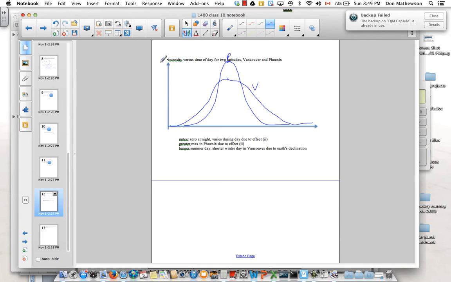Phoenix has a greater maximum intensity simply because in the summer, with the Earth tilted towards the sun, Phoenix gets sun pretty much directly overhead. Vancouver, no. Okay? Vancouver, the sun reaches maybe an angle of maximum 60 degrees in the sky in the summer. Phoenix, it gets up to the high 80s, so it's basically directly overhead.